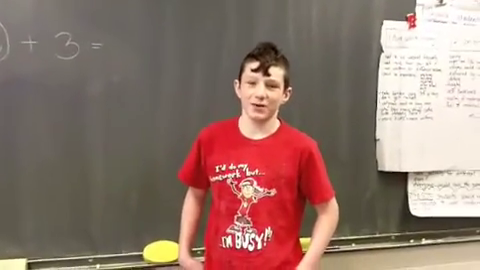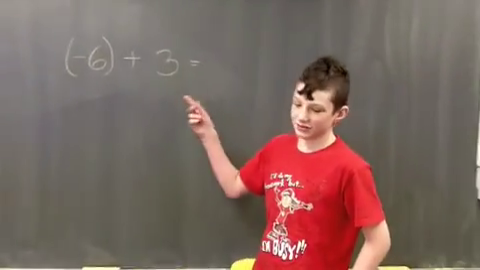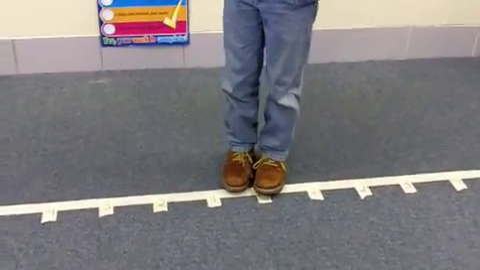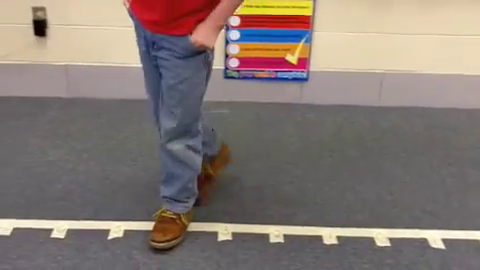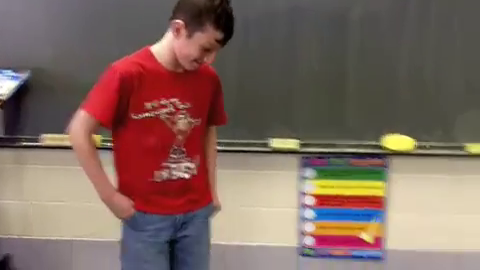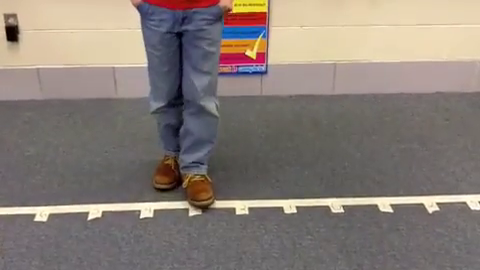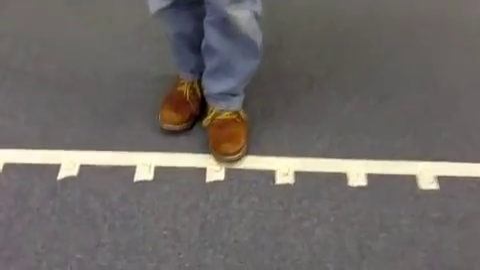I'm going to show you how to add -6 plus 3 with this number line. You start at 0. Since it's -6, you go back 6. But since it's a regular 3, you add 3. So the answer would be -3.